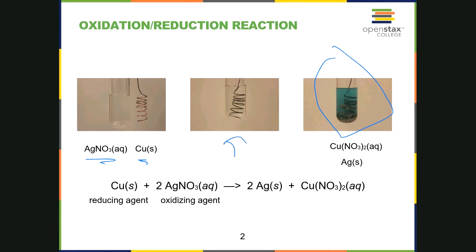This is like the lab that we did 2 weeks ago. And come back later, the solution is now green, and our copper wire now has a coating of silver on the outside. So we could represent that reaction with what we see here. And we've got the copper labeled as a reducing agent, silver nitrate as an oxidizing agent. Well, let's see how we get to that.